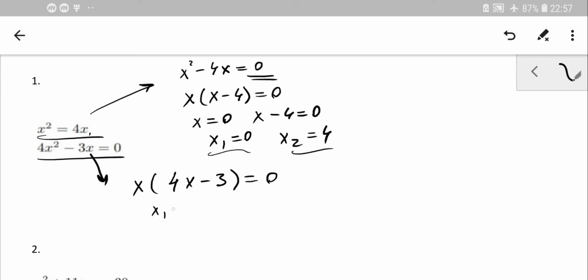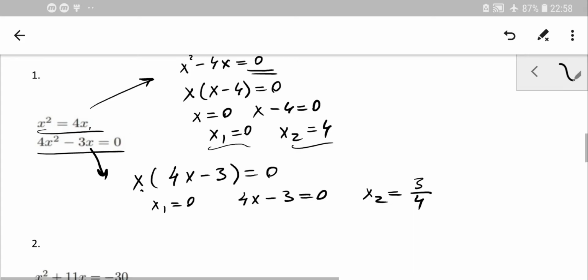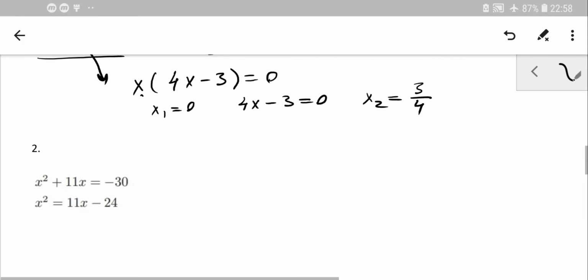Simply say x1 is 0, one factor is 0. We apply the null factor law. And 4x minus 3 is also 0. So we'll get the following: x2 equals 3 over 4. All right, I'm not going to check because I'm pretty sure I'm correct.